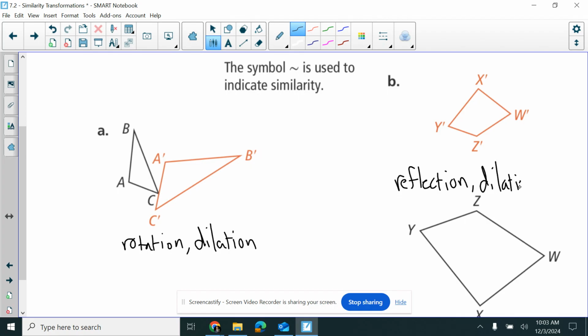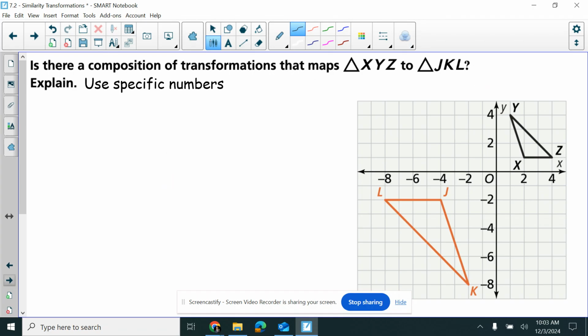It can either get bigger or smaller. The first one got bigger, the second one got smaller. It doesn't matter as long as it changes size. But if you notice, the figures always stay the same in shape: the angles are going to stay the same, and the sides are going to be proportional. So this will be another example. There's a rotation and a dilation in that example.